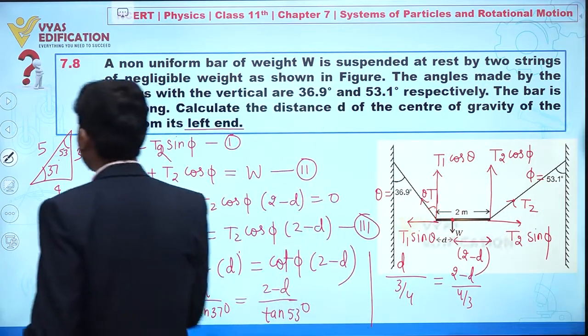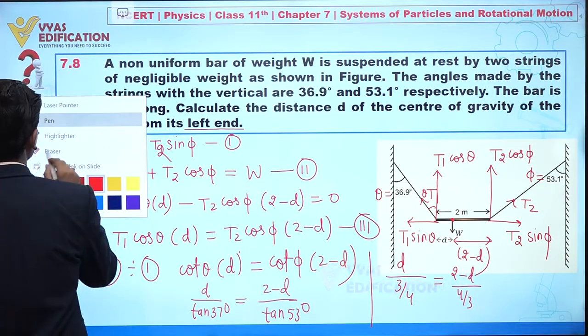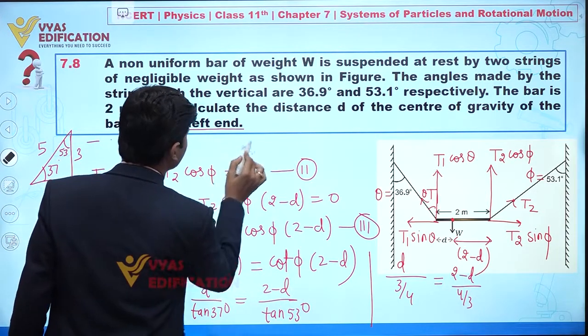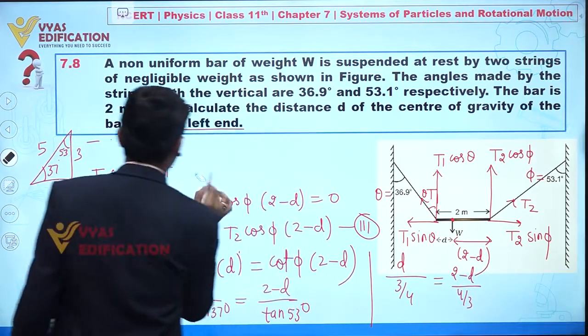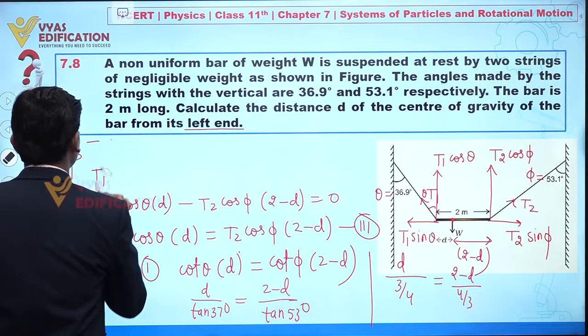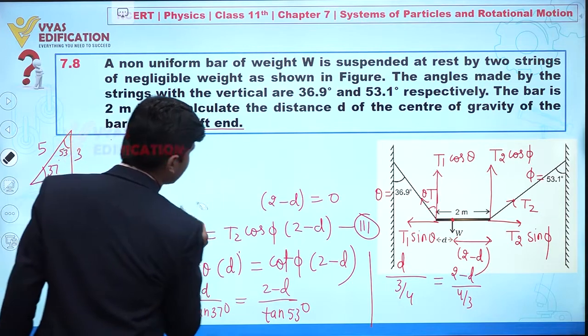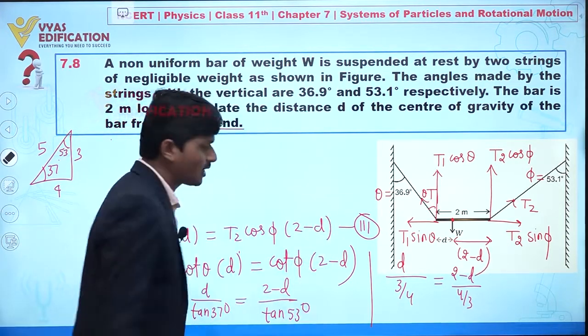So finally, if we calculate, I am just erasing here. It's a very simple question actually. Clear? You have to just apply the conditions of equilibrium, that's all. Clear?